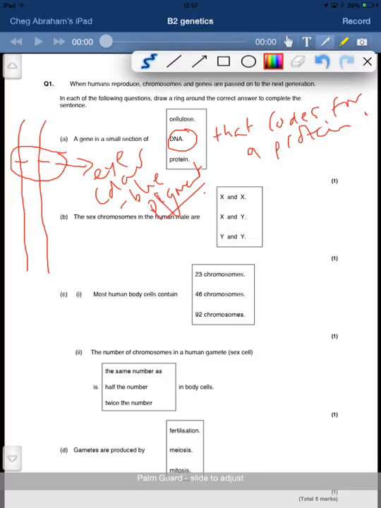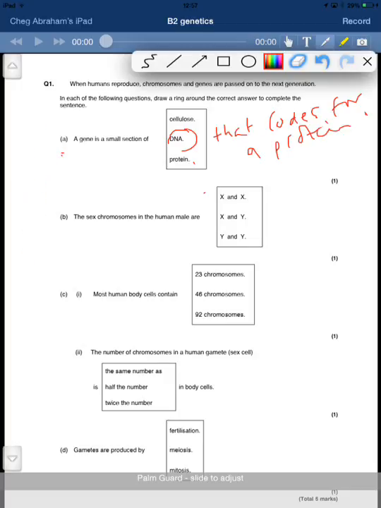So, just to be clear here, a gene is a section of DNA that codes for a protein. That's the definition. That's what you've got to know. Okay, so know that as a definition. So, B, the sex chromosomes in human males are... this comes back to just knowing that a female is XX and a male is XY. So the answer is X and Y.